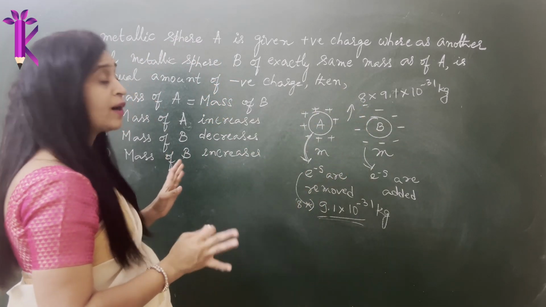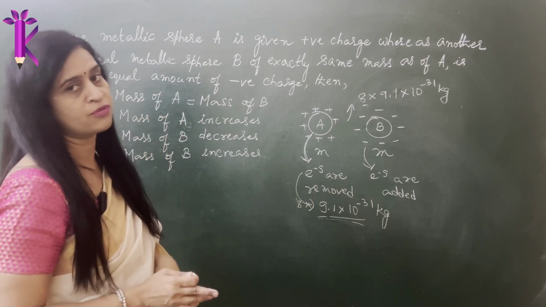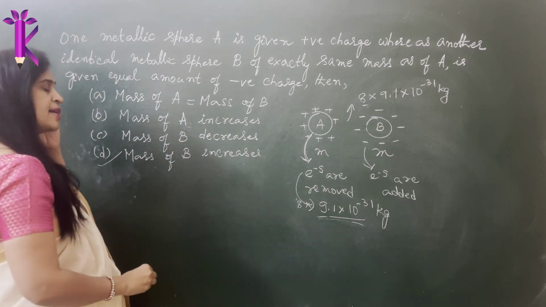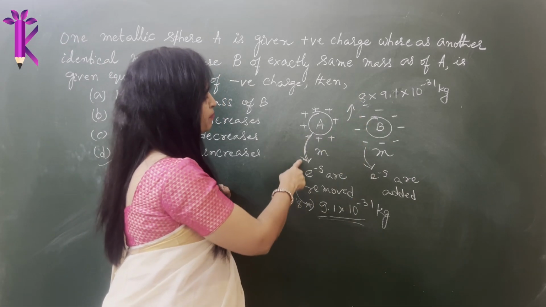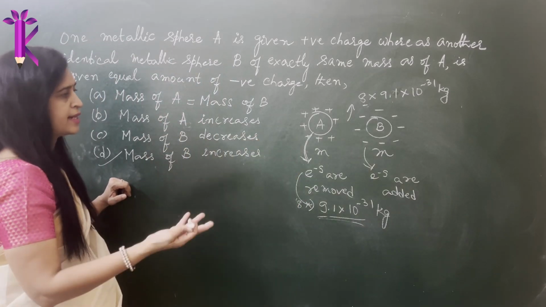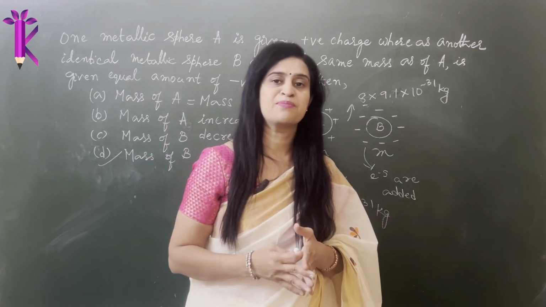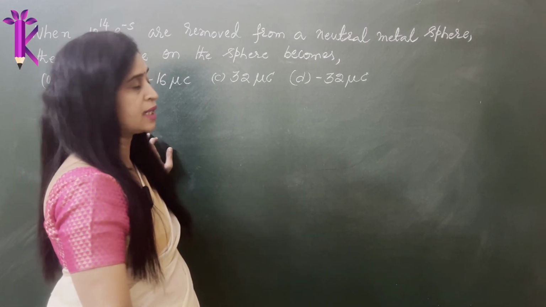So if you thought initially when you read the question that the mass of A should be the same as the mass of B, then your answer is wrong. The answer should be mass of B has to increase because of addition of electrons. Mass of A has to decrease. So if they had an option that mass of A decreases, that is also the right option, but mass of B increases. And one more numerical on quantization of charge.